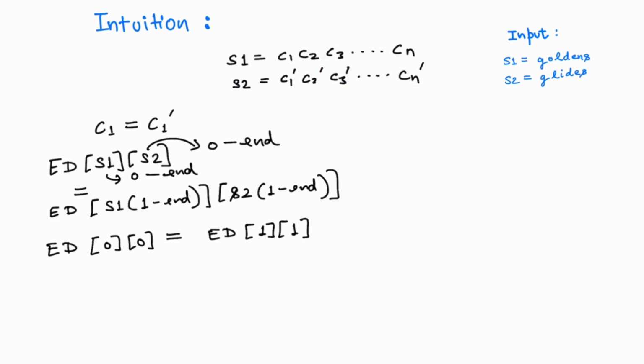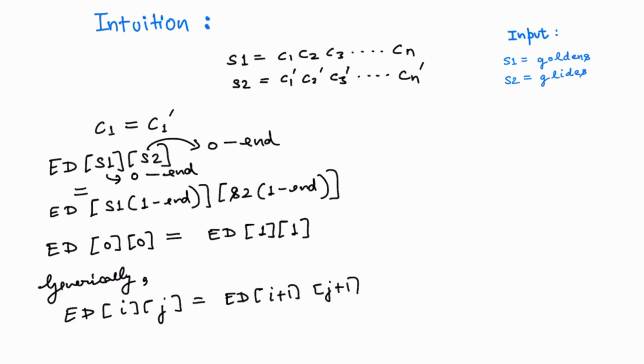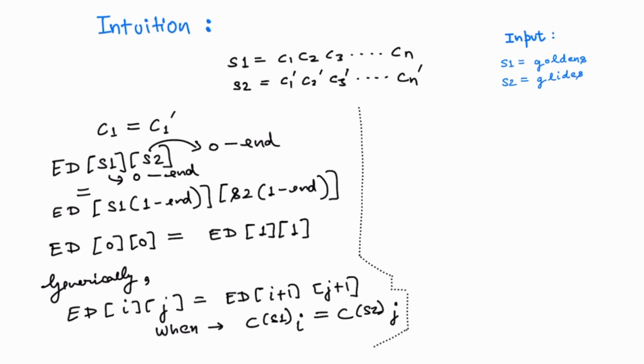So generically we can say that for any string S1 that is going from the index I till the end, and for any string S2 that is going from the index J till the end, we can say that ED IJ is equal to ED of I plus 1 and J plus 1 when the character of the string 1 at I is equal to the character of the string 2 at J.